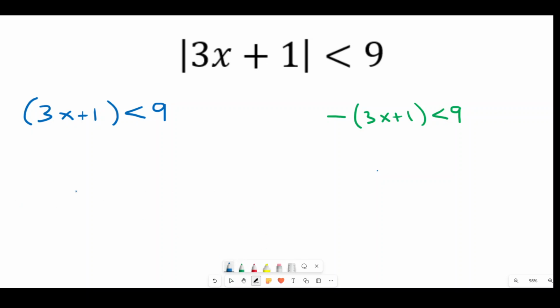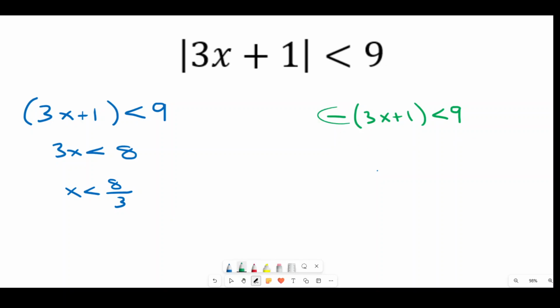So let's solve them. So this is just 3x is less than 8. So I could divide by 3. So x is less than 8 over 3. So I'll leave that for a second, come over here.